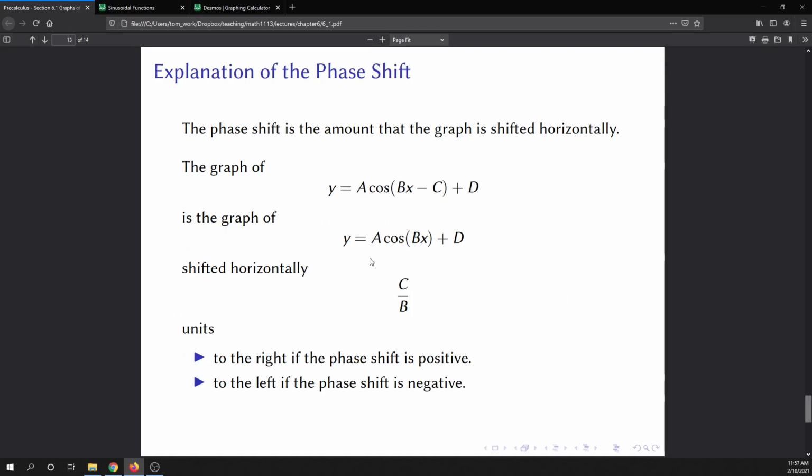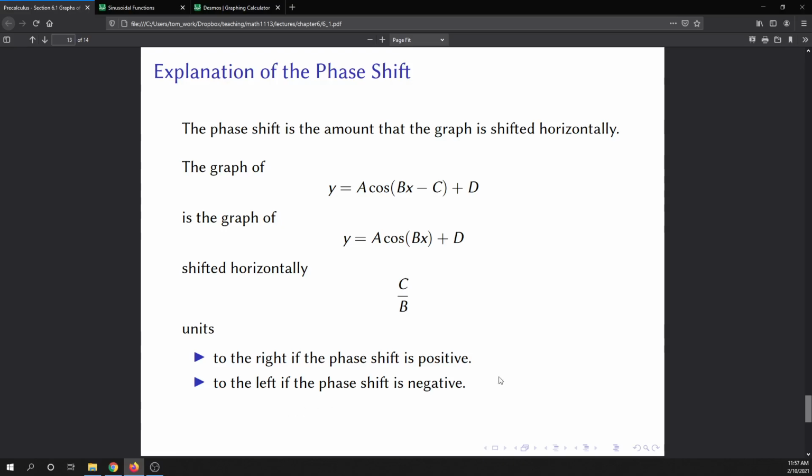Okay, so again, the explanation of the phase shift. The phase shift is the amount that the graph is shifted horizontally, and the graph of a cosine bx minus c plus d, or a sine, it doesn't matter if it's sine or cosine, is the graph of the one where the c is 0, shifted horizontally, c over b units, okay? If the phase shift is positive, that means that it was shifted to the right, and if the phase shift comes out to be negative, that means that this graph was shifted to the left.